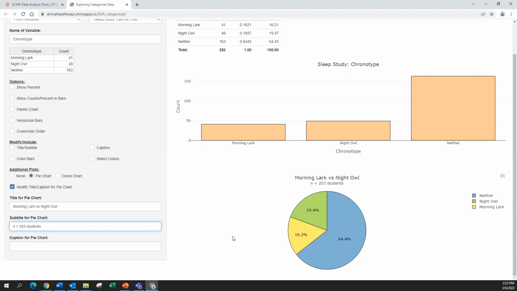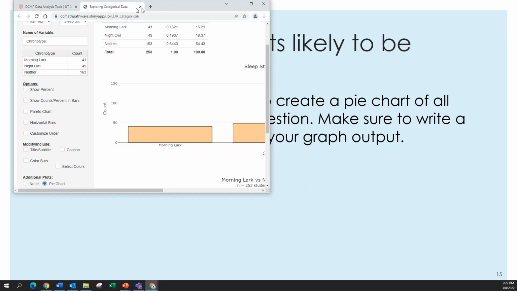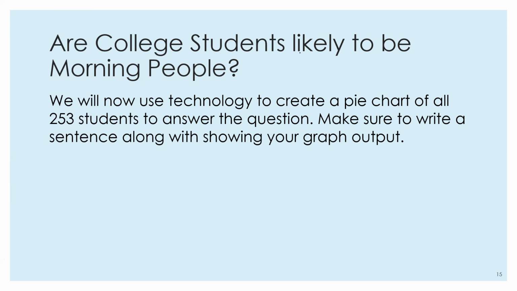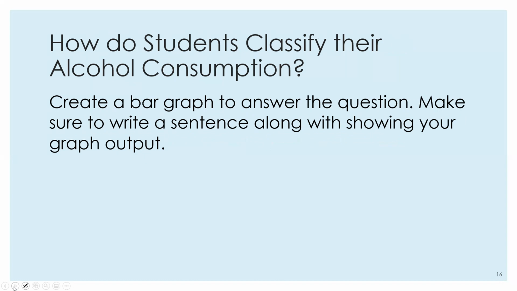We're going to continue because we're working in the app. So let me go to my PowerPoint again, and then we'll be right back to the app. So the next question is, how do students classify their alcohol consumption? When we're asked about how they classify it, we remember at the beginning, we decided this was a qualitative variable because their categories were things like abstain, light drinker, moderate drinker, or heavy drinker.